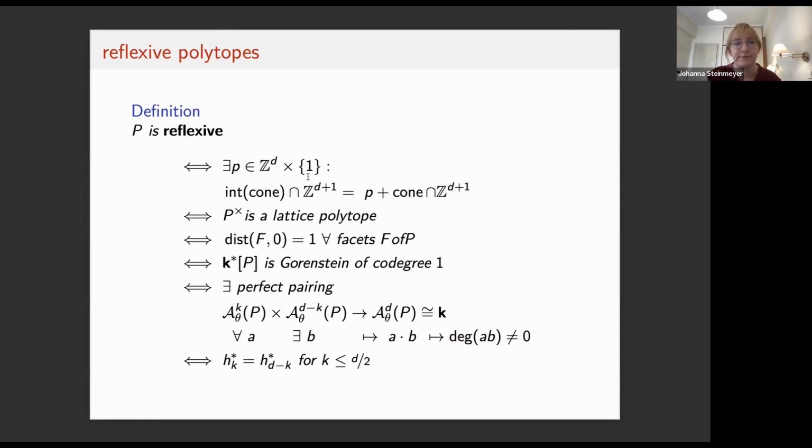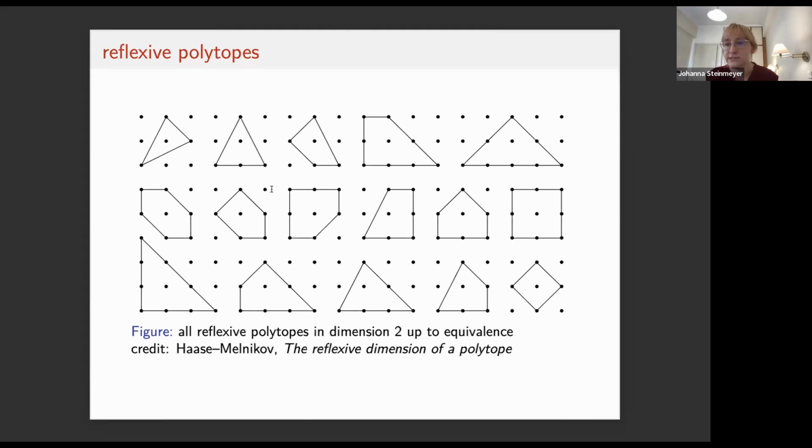Okay, and then whichever one of the other ones you like. This you might like if you're an algebraist. These you might like if you like polytopes in general, and this is sort of the middle ground between the two. Pick your favorite. From now on, every polytope is not only IDP but also reflexive. For visuals, a picture that I shamelessly stole from a paper of Hazard Mernikov, a beautiful paper, an illustration of all of the different two-dimensional reflexive polytopes up to equivalence.